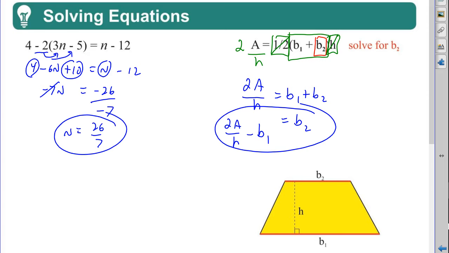Look, literal equations, don't freak out on them. Just treat the variables the same way you would numbers. Move them the same way. Isolate your variable, and there you go. All right, that's it.